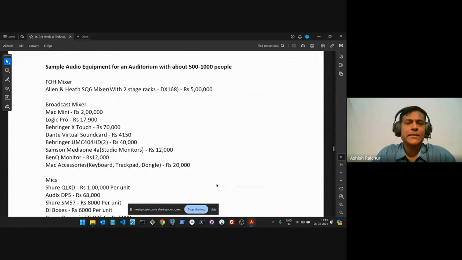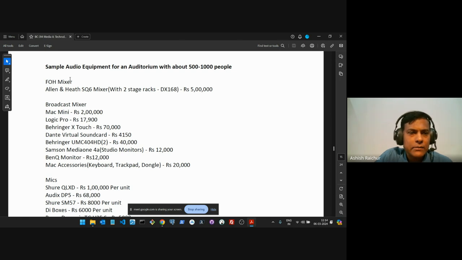Now over here, I'm giving a sample setup. Right? And I've put these costs in Indian rupees because that's what we have, but you can convert it to the cost in your currency, or you can get similar quotes for equipment locally in your currency. So if we want to set up audio equipment for an auditorium with about, let's say, 1,000 people, what are the things you will need?